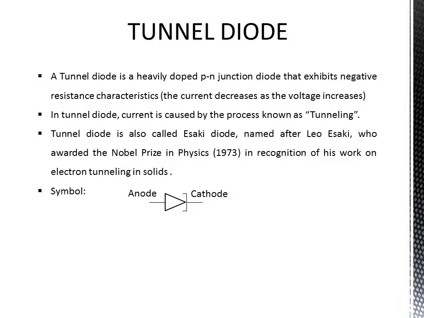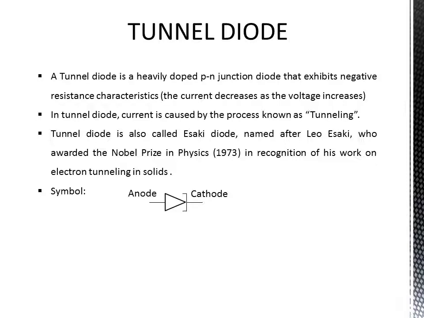A tunnel diode is a heavily doped PN junction diode that exhibits negative resistance characteristics. That is, the current decreases as the voltage increases. In a tunnel diode, the current is caused by the process known as tunneling. That's why it is named a tunnel diode.